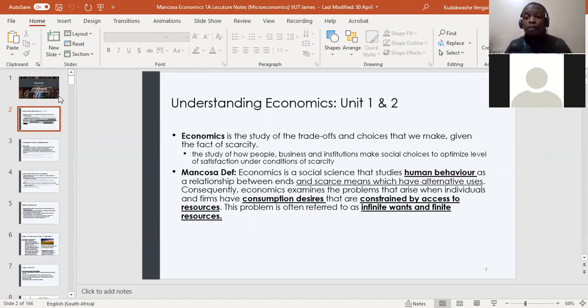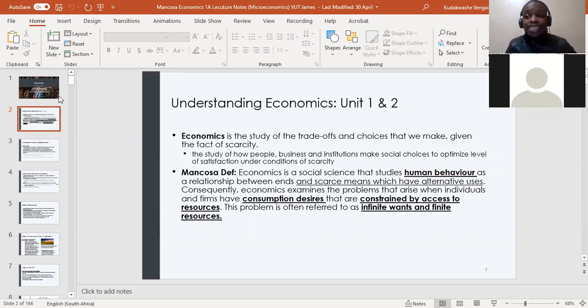Now, because there is a mismatch between resources and the needs and wants that we have as individuals, we have to make a choice. We have to make a choice in terms of how we are going to make use of the resources to satisfy the needs that we have. Which of the unlimited wants are we going to satisfy? Should I take the house in Durban or should I take the house in Cape Town? Should I buy a Volvo or should I buy a Benz? Now, those are the choices that I'm making. Why am I making the choices?